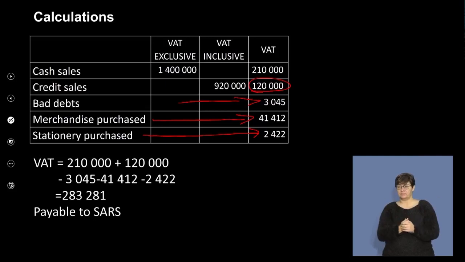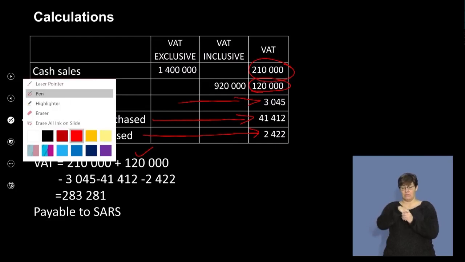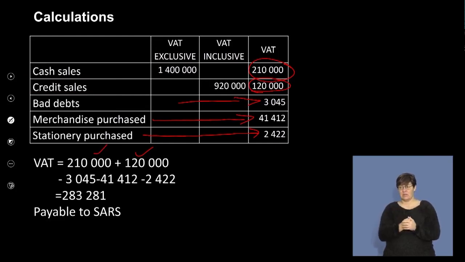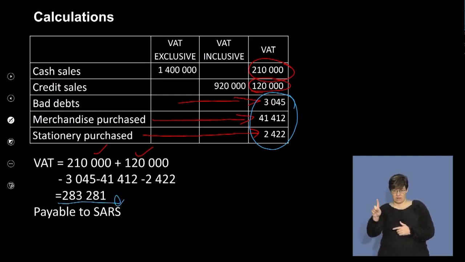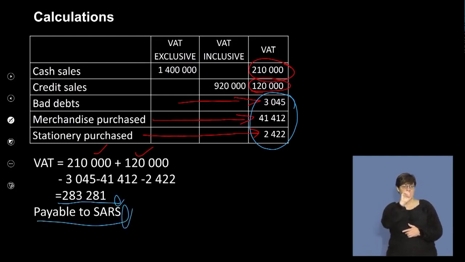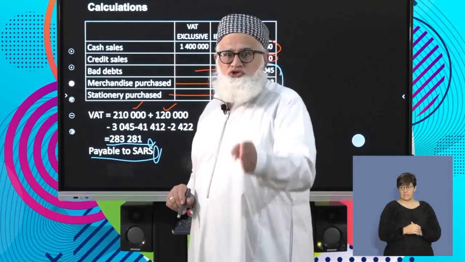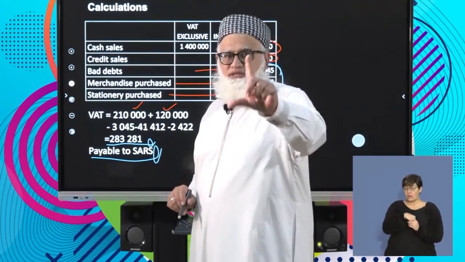Look at your calculation. It's a 210,000 plus the 120,000 because those are your outputs. Let's keep them there together, and then let's do the inputs separately. There you can see is what you're going to claim back from SARS. So minus 3,045, minus 41,412 and minus 2,422 will give you an amount of 283,281, which is payable to SARS. So once again, guys, most important, ask yourself whether the amount is inclusive or exclusive.